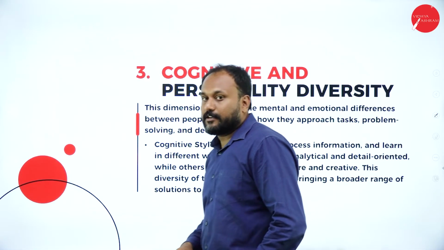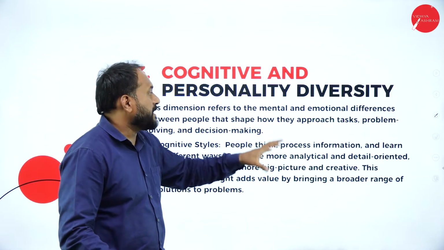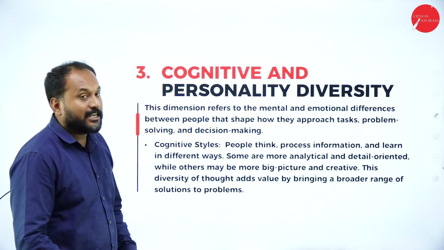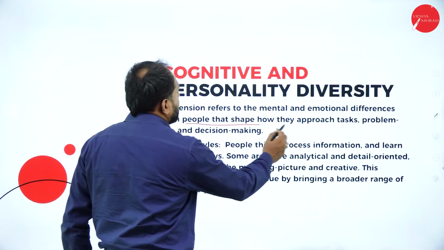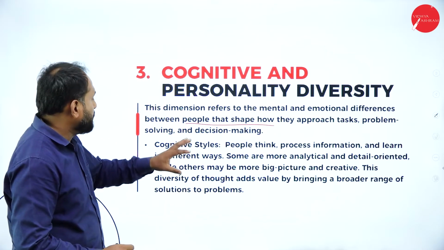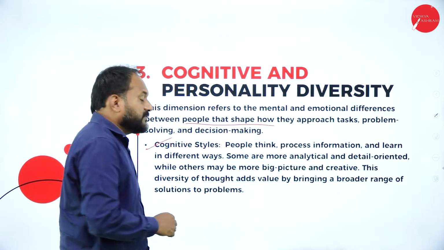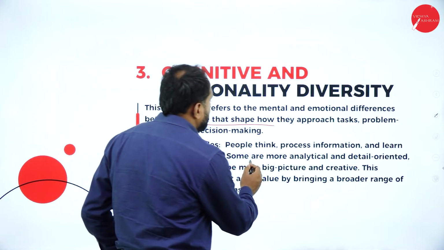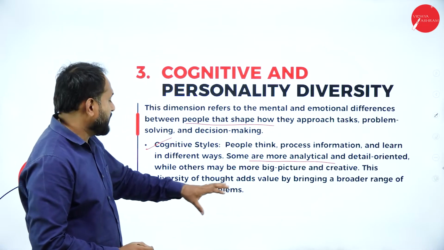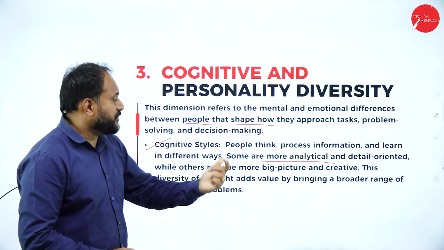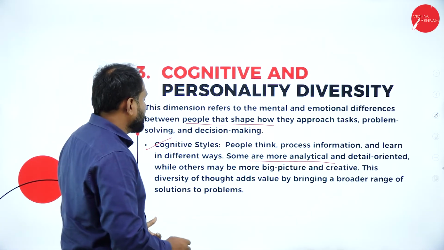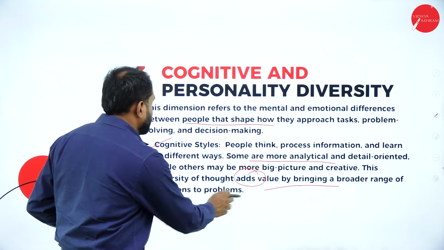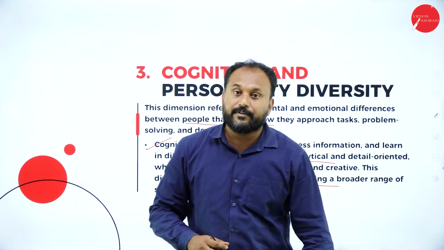Next is cognitive. Now here please do understand the words cognitive and personality diversity. These dimensions refer to the mental and emotional differences between people that shape how they approach tasks, problem solving and decision making. Say cognitive style, if you go with it, people think, process information and learn in different ways. Some are more analytical and detail oriented, while others may be more big picture and creative. This diversity of thought adds value by bringing a broader range of solutions to problems. So that is where we need to understand.